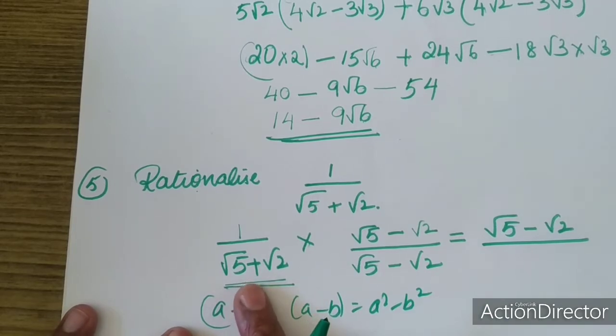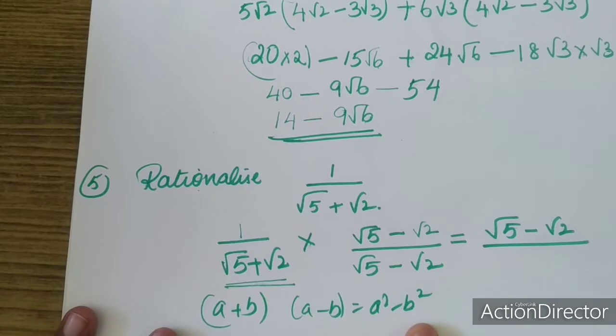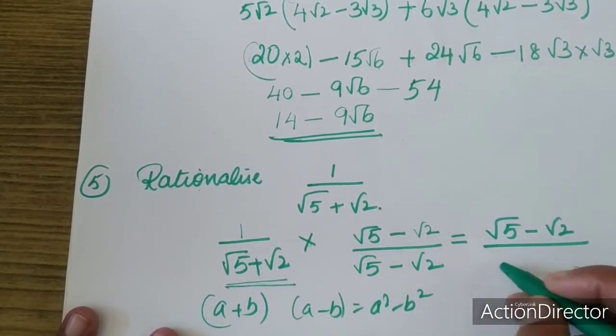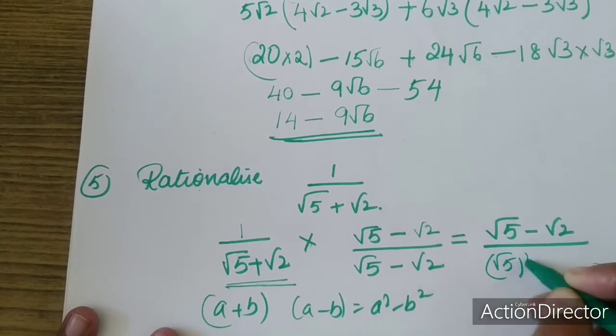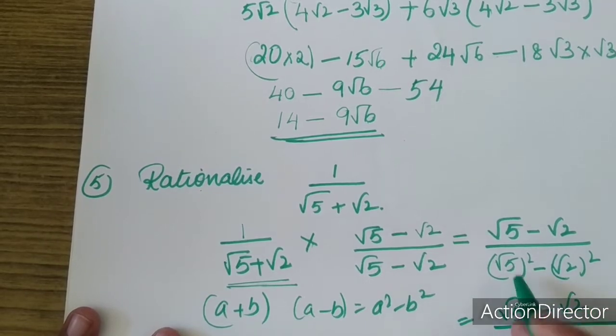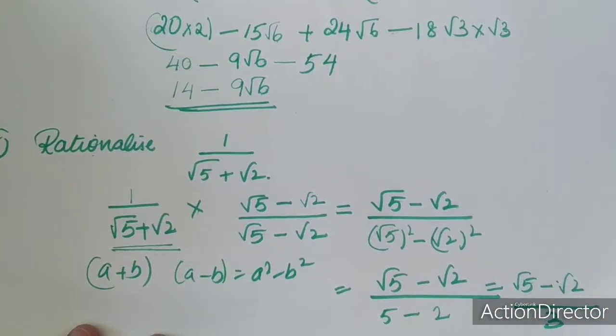So when you observe these type of rationalization sums, always in the denominator you will have a square minus b square. Root 5 is your a and root 2 is your b. So root 5 whole square minus root 2 whole square. So this is equal to root 5 minus root 2 upon root 5 square is 5, root 2 square is 2. So this is equal to root 5 minus root 2 upon 3. So this is your answer.